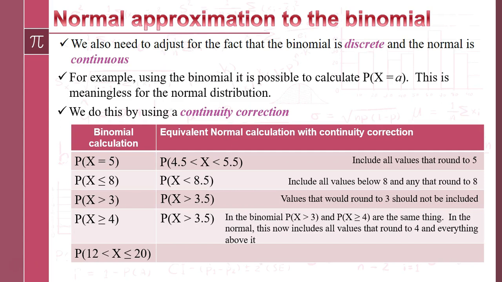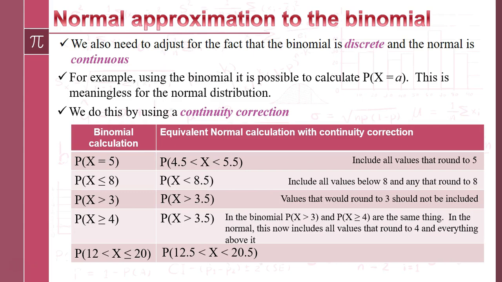Finally, what I've got with this one: the probability that x is greater than 12 but equal to or less than 20. So we don't want 12 included, so I'm going greater than 12.5. But we do want 20 included, so that's why I'm going less than 20.5. So that's how we get around the whole issue of discrete and continuous.